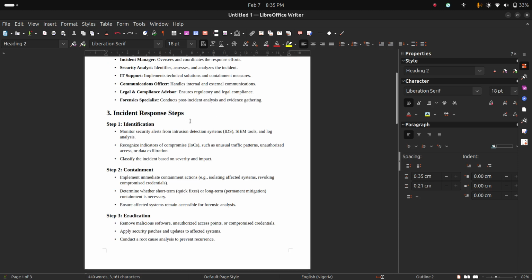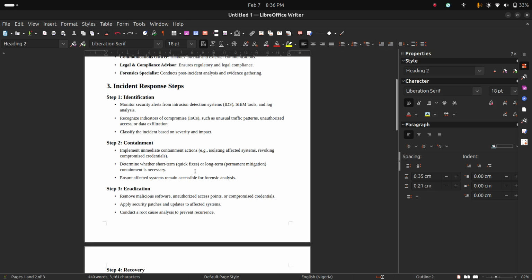Incident response steps. Number 1 is identification. We have to monitor the security alerts from the intrusion detection system. This is where the security analyst comes in, the SOC. They make use of IDS and SIEM tools and perform log analysis, recognizing indicators of compromise such as unusual traffic patterns, unauthorized access, or data exfiltration.